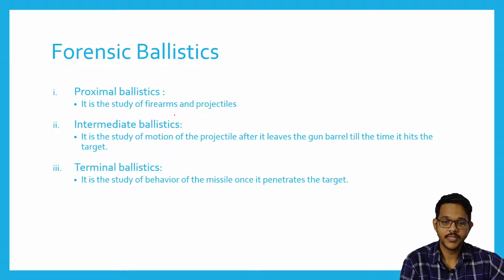So proximal ballistics is the study of firearms and projectiles. That includes any study of firearms like rifle, gun or shotgun, and the ammunition in that, the cartridges used in the firearms. All that is studied in proximal ballistics, which includes the study of the firearms and their ammunition per se.